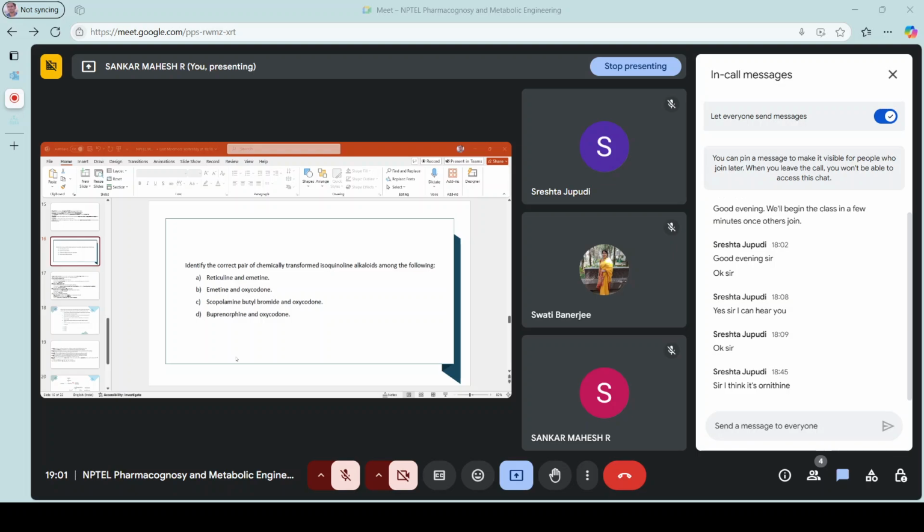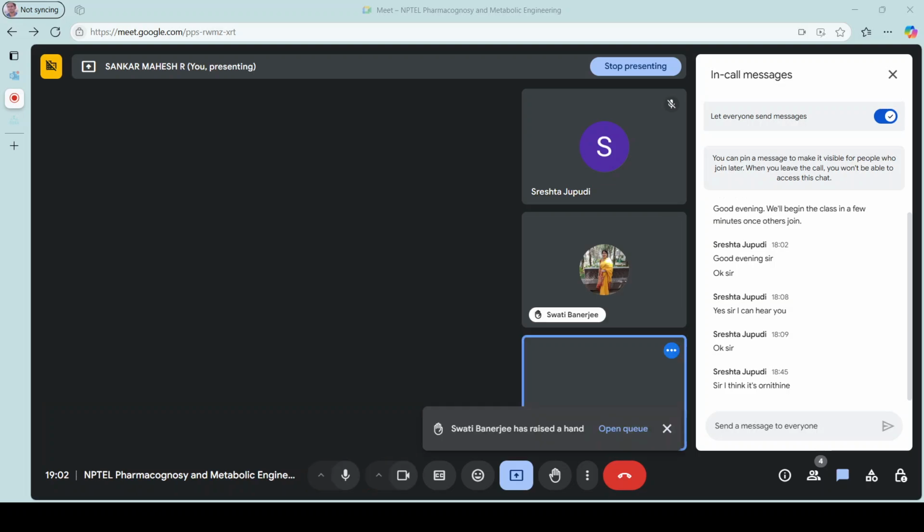Okay. Do you want to comment about the other options? Do you know what chemically transformed isoquinoline alkaloids are? What does that term mean? Are chemically transformed isoquinoline alkaloids the same as naturally occurring isoquinoline alkaloids? No. In what way are they different? Chemically transformed.